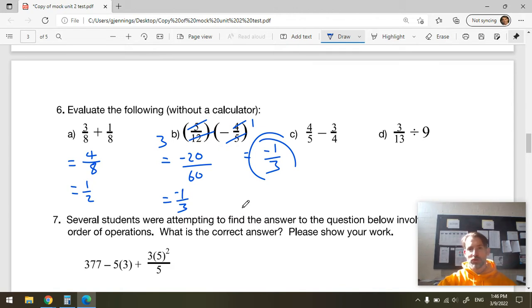4/5 minus 3/4. Well, we got some doing to do here. Okay, so let's do some doing. First, we need to get a common denominator. And I see that I need to make that common denominator 20.